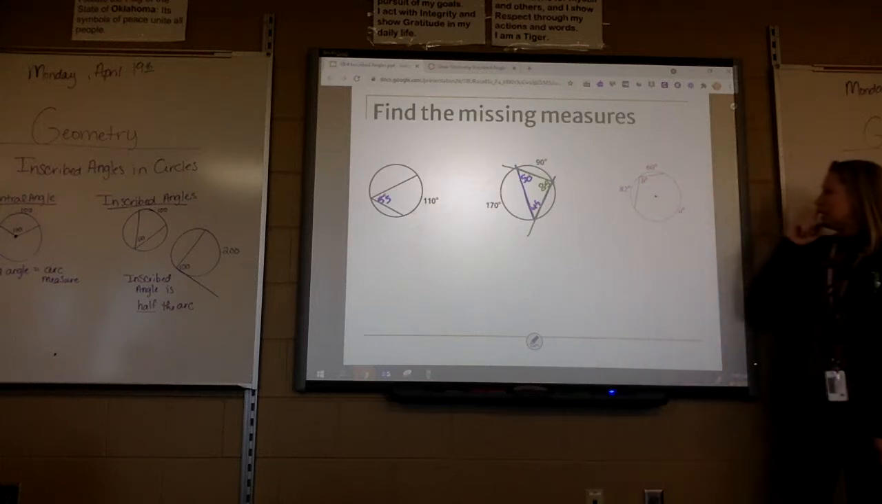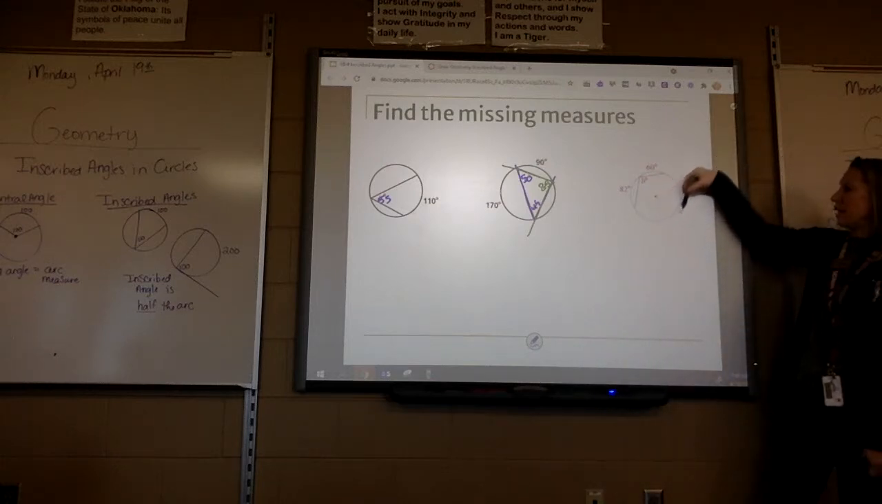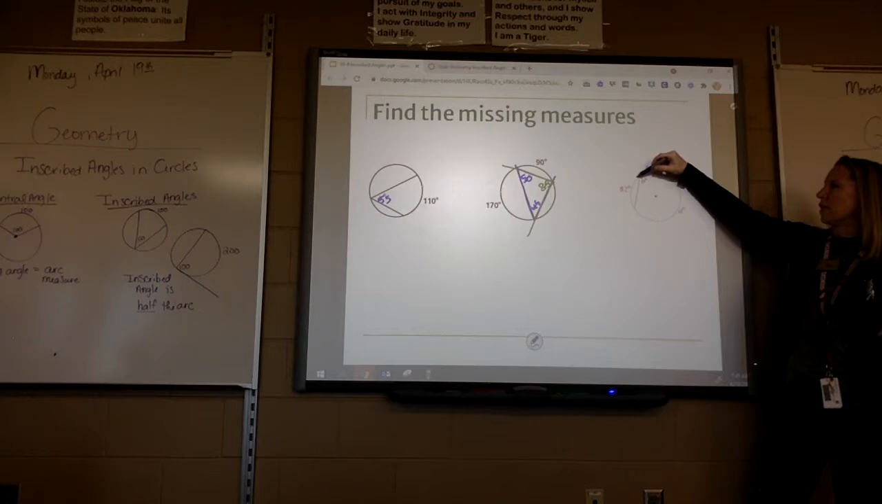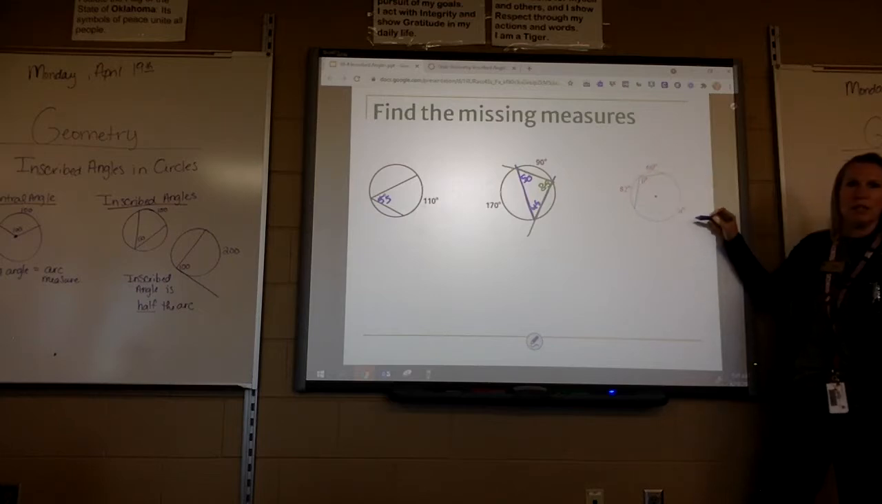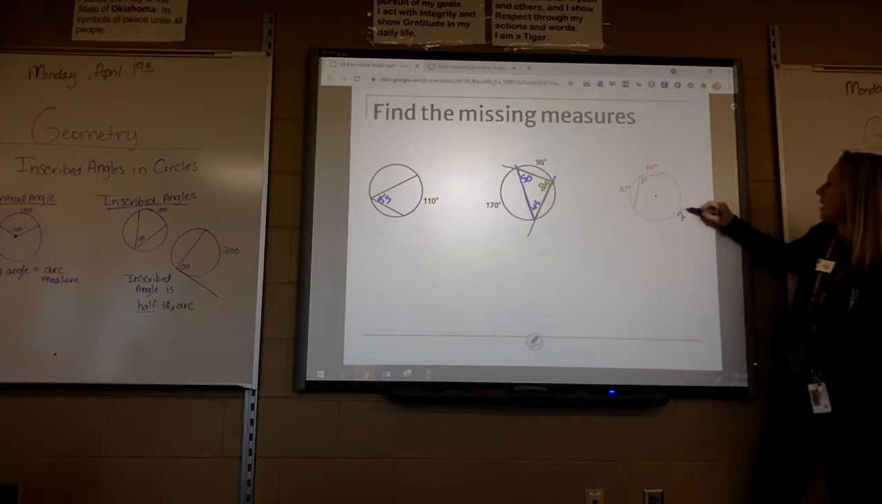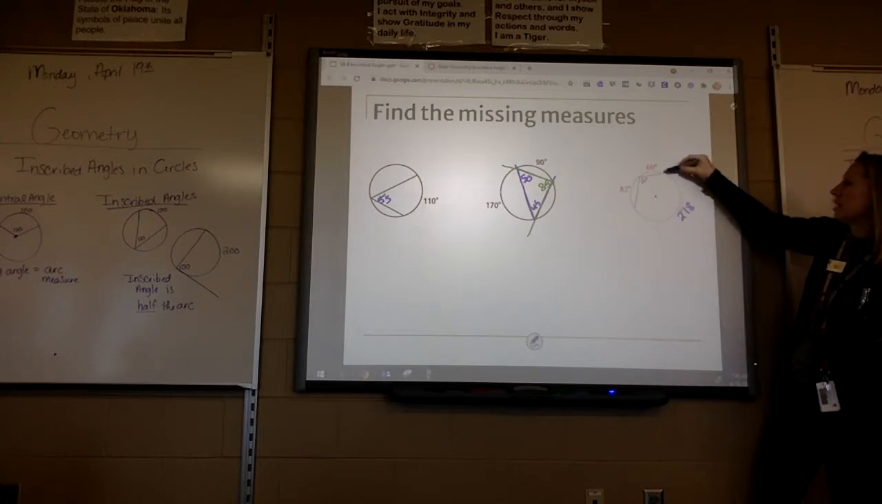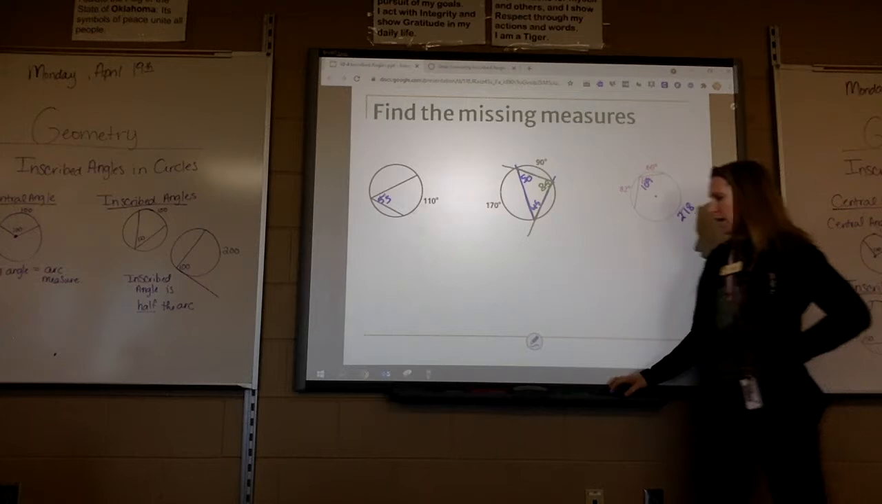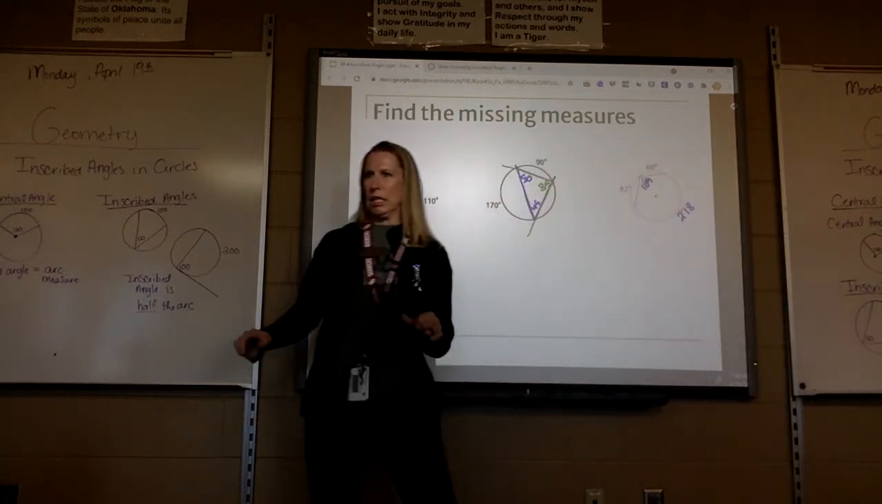Okay, so on this one, I do need to find this arc, so I can then divide it by 2 and get that angle. What's the degrees all the way around a circle? 360. So 360 minus 60, I know, is 300. What's 300 minus 82? You guys have a calculator. 218. So this arc's 218. What's half of 218? 109. So you guys see how the inscribed angles work.